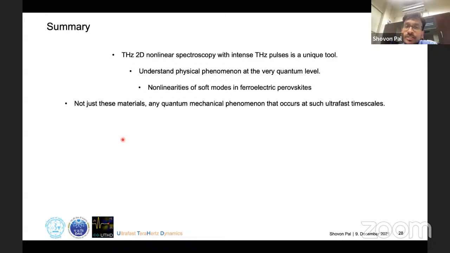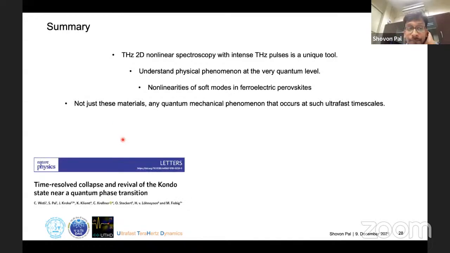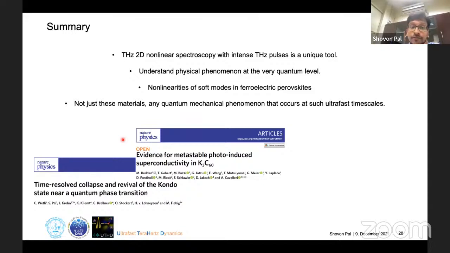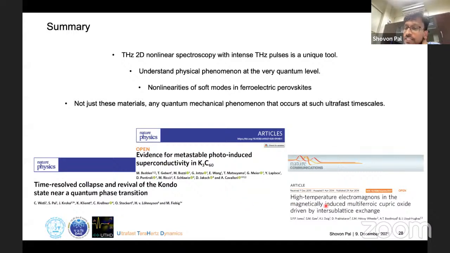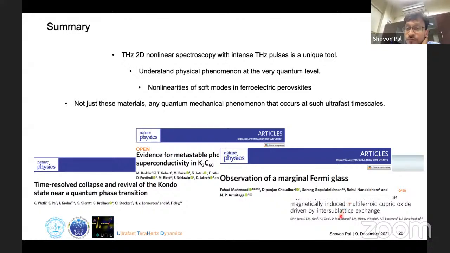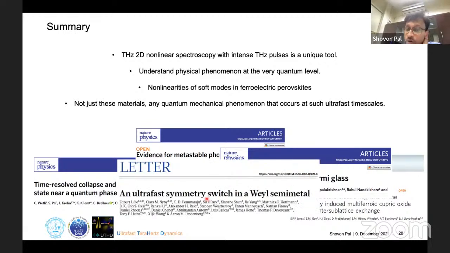One can use this system for different types of phenomena, be it a Kondo system, or superconductivity in K3C60, for example, or exchange interactions in multiferroic compounds such as cupric oxide, or the observation of a Fermi glass. This is a very nice work where they used two-dimensional spectroscopy to look at the Fermi glass behavior of a simple silicon substrate. They have also used such pulses to switch symmetry in an ultrafast manner in something we call a Weyl semimetal.